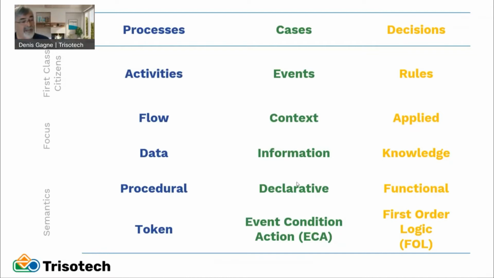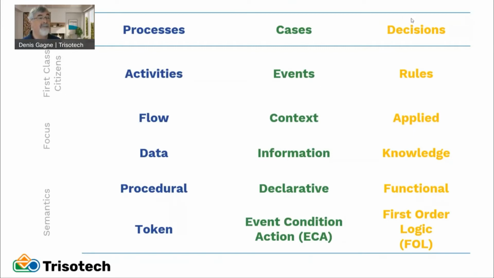And CMMN is a declarative language. So rather than prescribing how things should happen, CMMN just declares what can happen. So it's a declarative language. And the semantic for CMMN is based on event, condition, action, which is basically to say when a particular event happens, if a condition is met, then do this action, which is different than BPMN, where the activities are sequenced and the next activity is prescribed by the model itself.